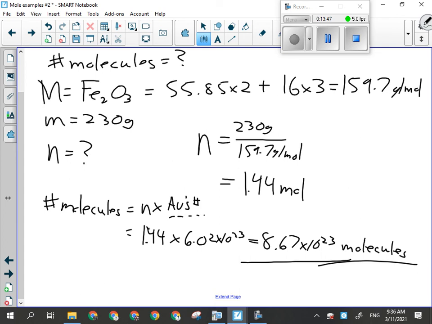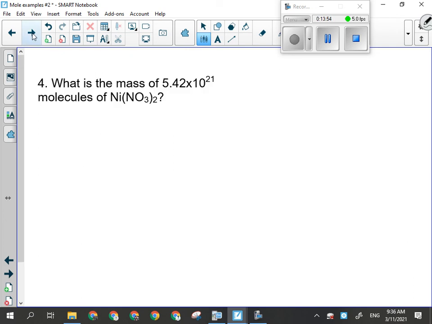Okay, how many people have done number 4? Let's have a look at number 4 then. For number 4, they're giving us the number of molecules.